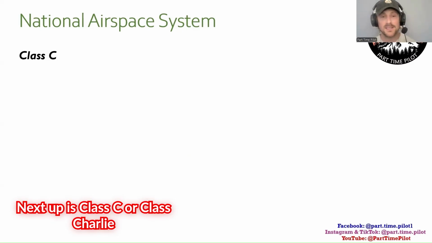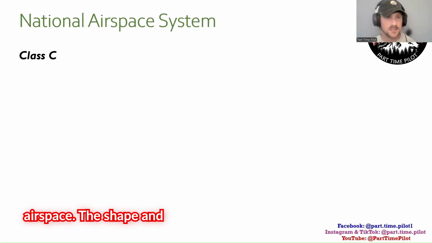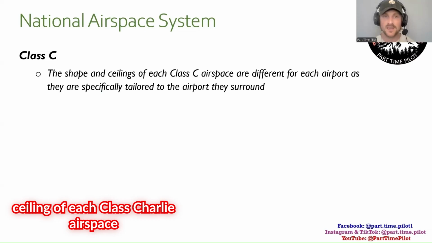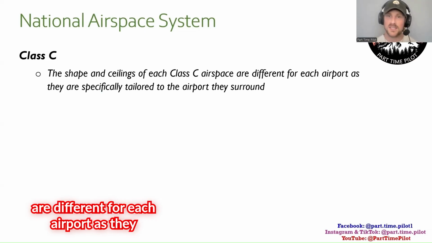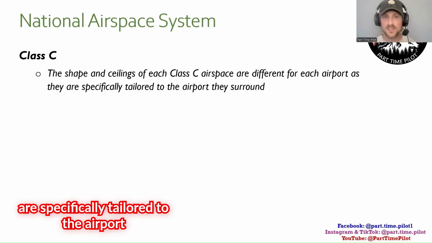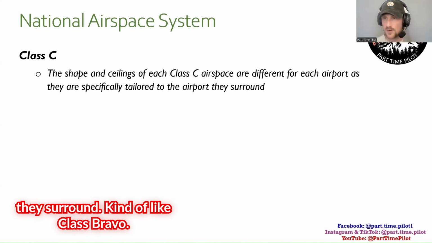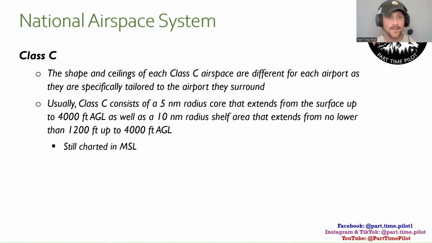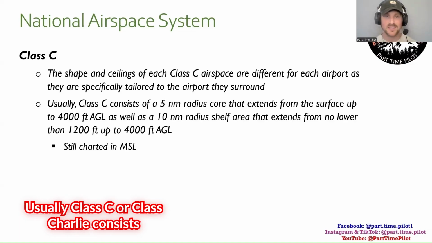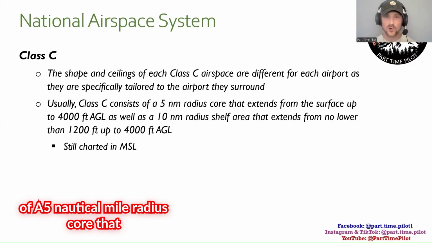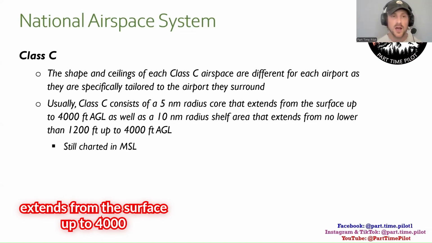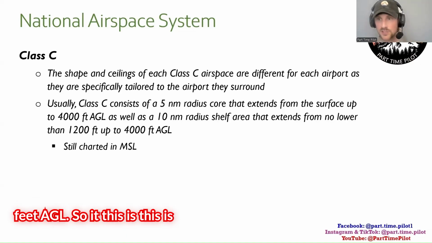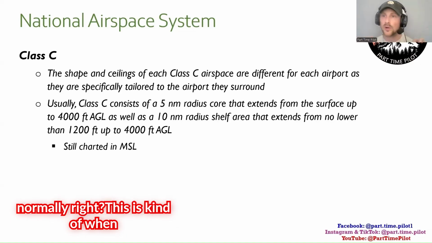Next up is Class C or Class Charlie airspace. The shape and ceiling of each Class Charlie airspace are different for each airport as they are specifically tailored to the airport they surround, kind of like Class Bravo. Usually, Class C consists of a 5 nautical mile radius core that extends from the surface up to 4,000 feet AGL. So this is normally, right?